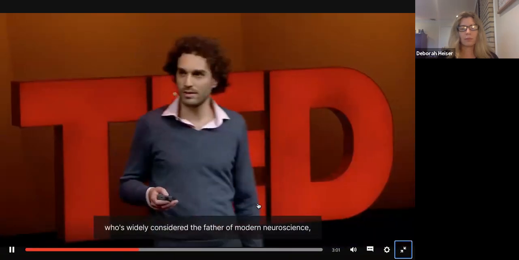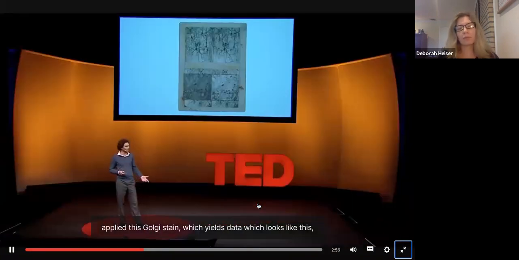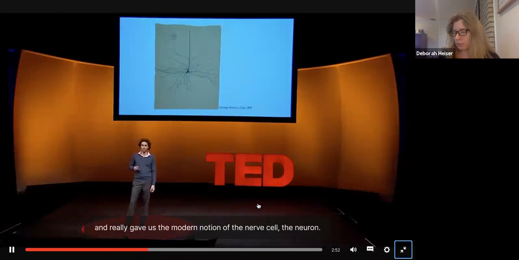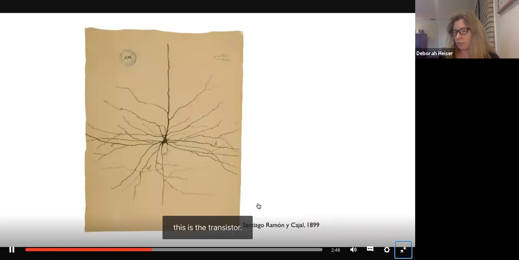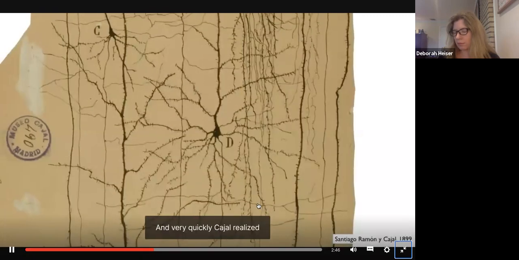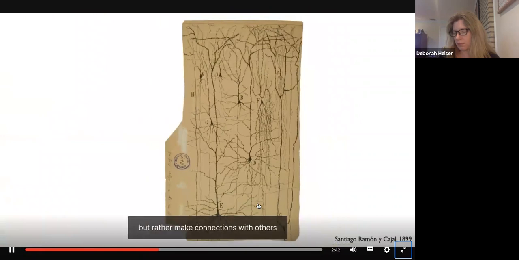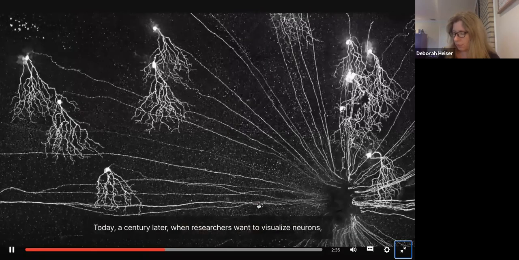Spanish neuroanatomist Santiago Ramon y Cajal, who's widely considered the father of modern neuroscience, applied this Golgi stain, which yields data that looks like this, and really gave us the modern notion of the nerve cell, the neuron. And if you're thinking of the brain as a computer, this is the transistor. And very quickly, Cajal realized that neurons don't operate alone, but rather make connections with others that form circuits, just like in a computer. Today, a century later, when researchers want to visualize neurons, they light them up from the inside rather than darkening them.